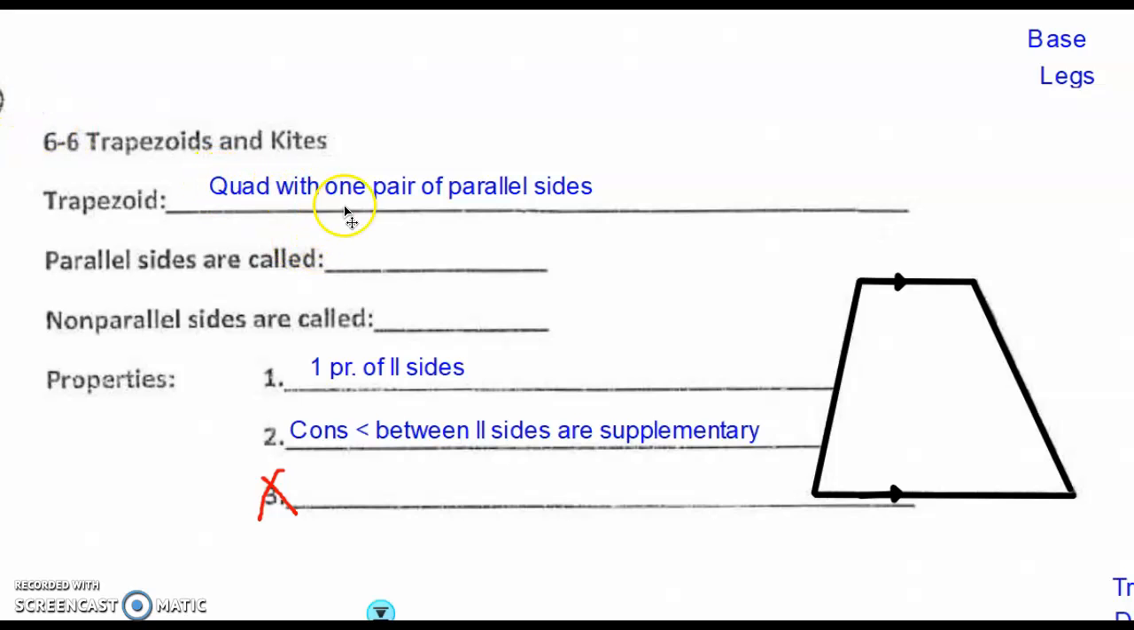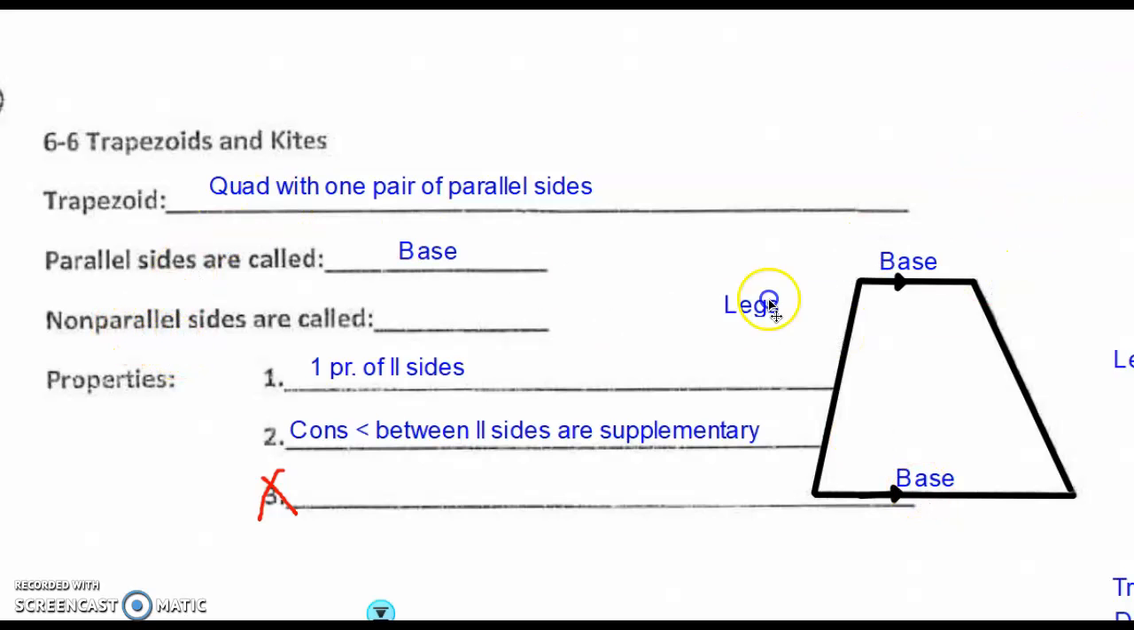So a trapezoid is a quad with one pair of parallel sides. Notice that the top and bottom are parallel. So those parallel sides are also called the bases. And I know you're used to seeing this at the bottom, you think bottom, but also this segment up top here is also called a base. So it has a base 1 and base 2.